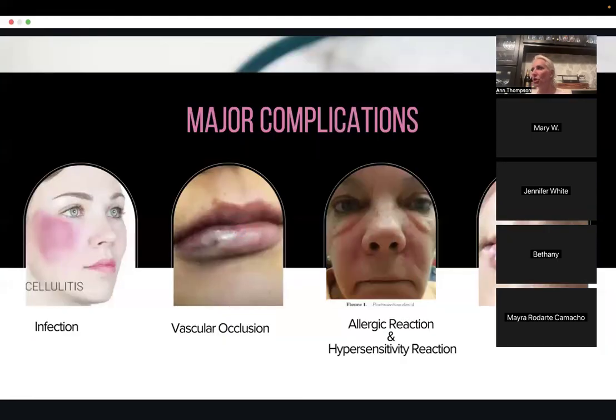So let's talk about some major complications. Those are going to be things like cellulitis, obviously vascular occlusions, hypersensitivity reactions, and delayed onset granulomas.